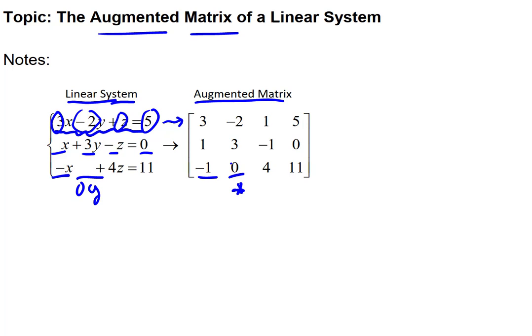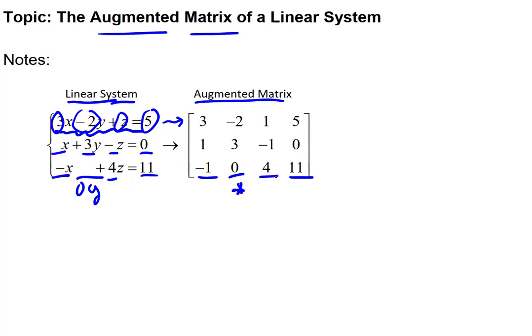And that's important to put in a matrix to hold all the places down. Of course, moving on, you have a plus 4z, and there's a 4 for that coefficient, and then equals 11, and of course there's an 11 at the end of that row. So that's how you can translate from a system to an augmented matrix.